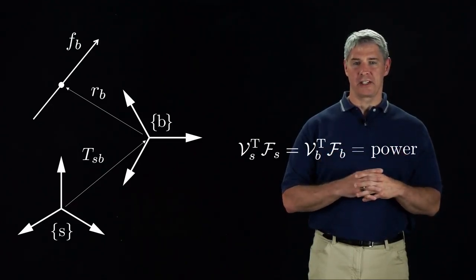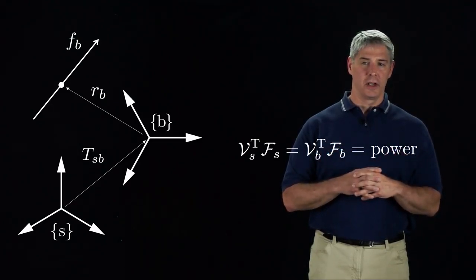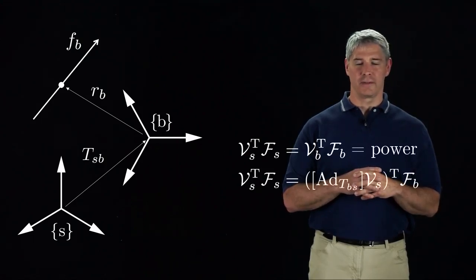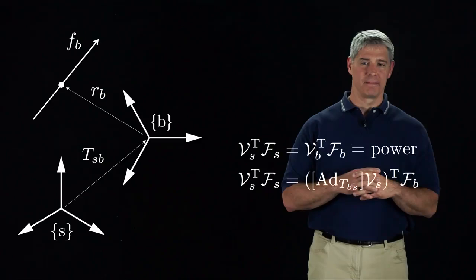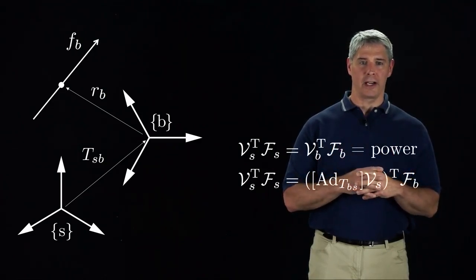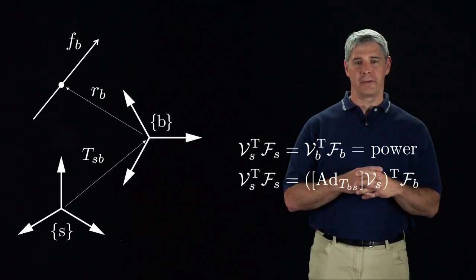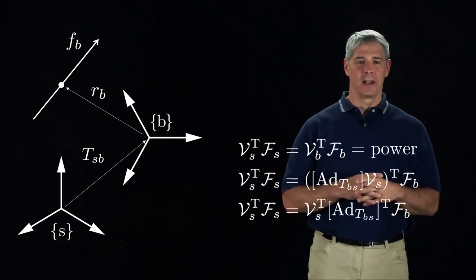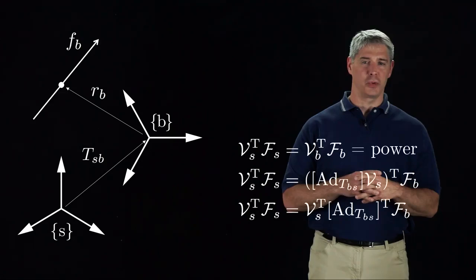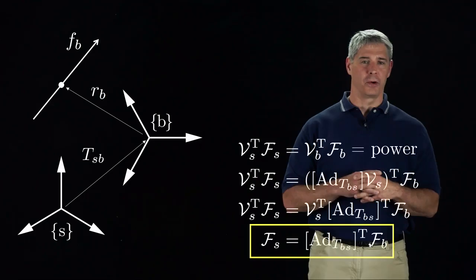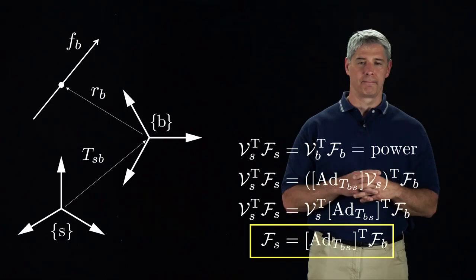Using our rule to change the frame of representation of a twist, we can express VB in terms of TSB and VS. Since the transpose of the product of a matrix and a vector is equal to the product of the vector transposed and the matrix transposed, we can rewrite the equation as shown here. Finally, this equation holds for all twists VS, so it simplifies to the relationship we are looking for, changing the coordinate frame of the wrench from the B frame to the S frame.